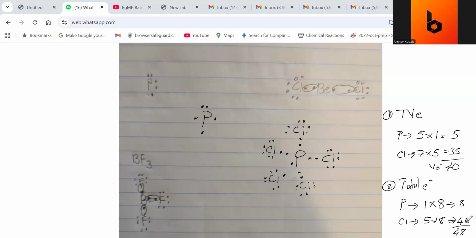Let us not use this method as it will further complicate things. Let us not use the total required electrons; I'll use it some other time. So just use total valence electrons, right? So those are 40, correct? First we calculate the total valence electrons. Second, we find the central atom.